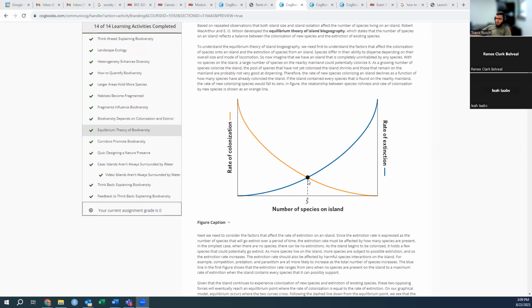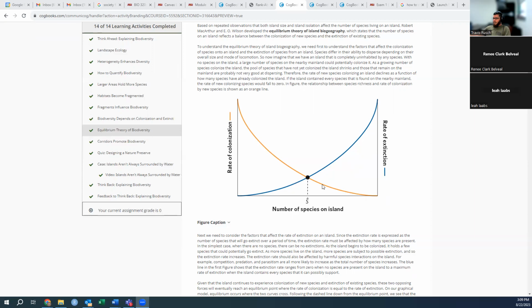I'm not sure. So it's equilibrium, right? There's a balance of when extinction and colonization cross. This is the level of colonization and extinction we would predict for this scenario. A different island might have different slopes or different steepness to it, but this is where we're going to find equilibrium, and this is the number of species that particular island in this case can generally hold.